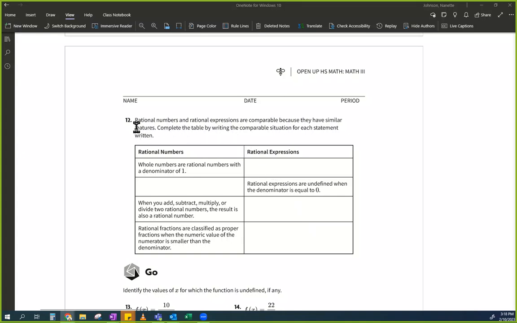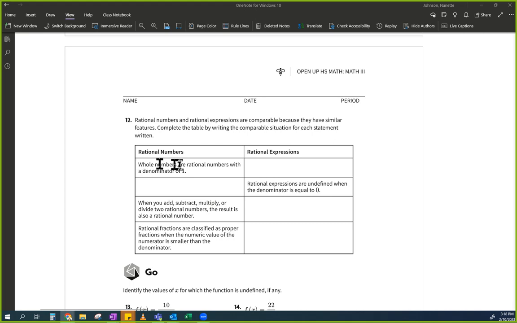So it says, this is 4.5, number 12. And it says rational numbers and rational expressions are comparable because they have similar features. Complete the table by writing the comparable situation for each statement. So this is a very classic statement. Ms. Johnson says if it works with fractions, which are rational numbers, it works with rational expressions.